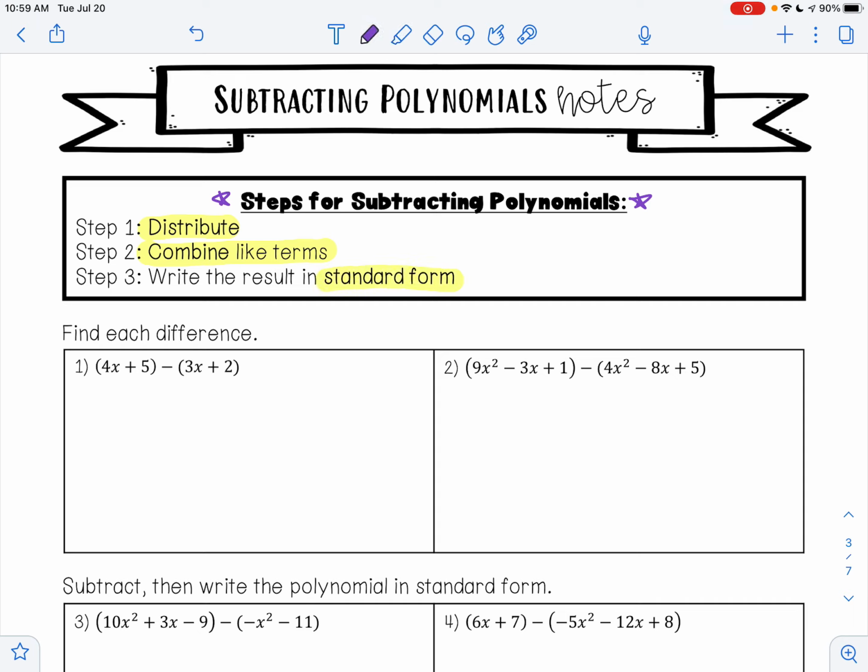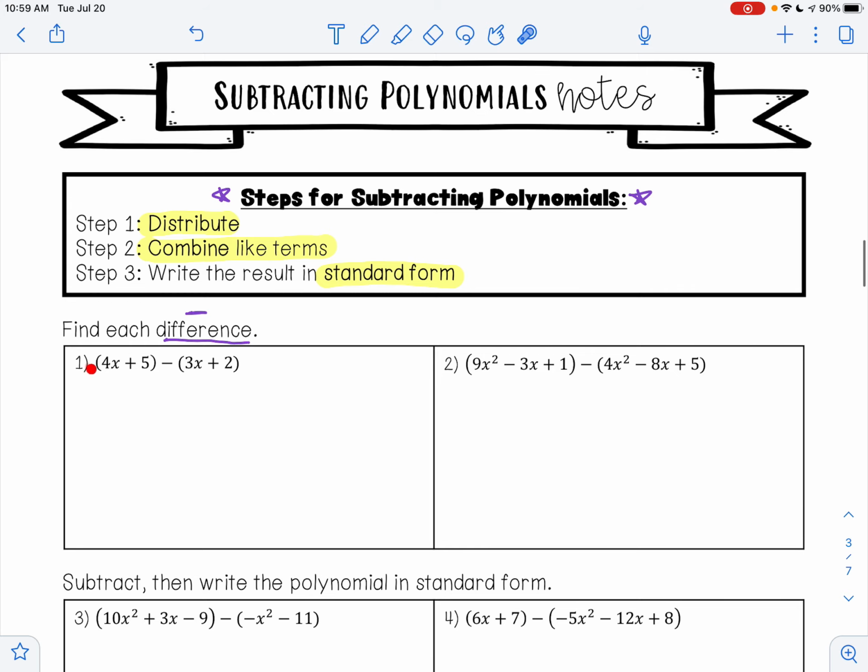So if we look at our first 2 examples, it says find each difference. Remember, difference means that you are subtracting. So like we said, step 1 is to distribute. When I look at our first set of parentheses, there's nothing to distribute here. So I can go ahead and bring down the 4x plus 5 without the parentheses.